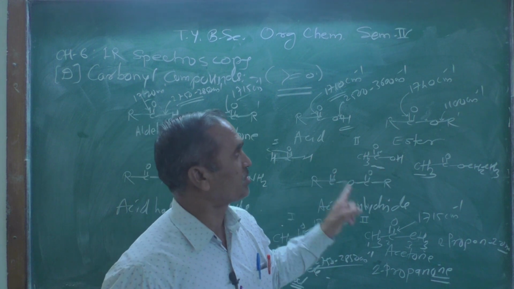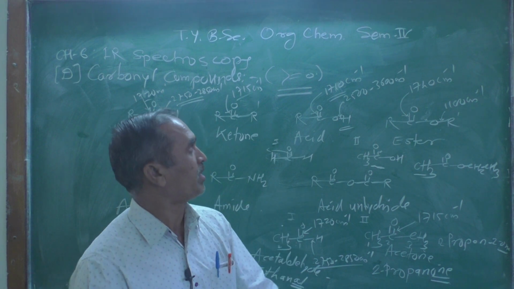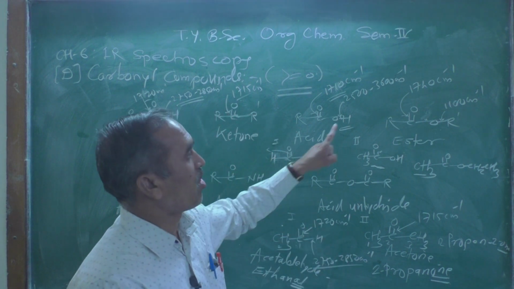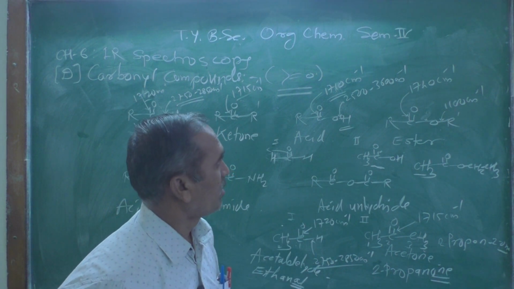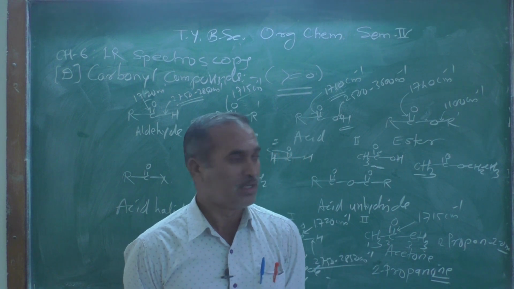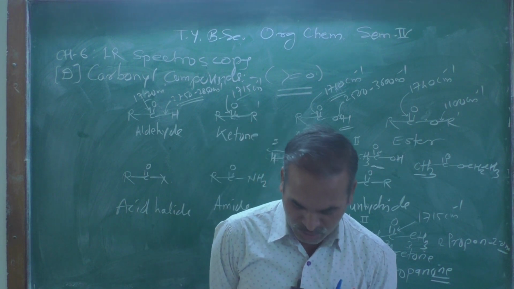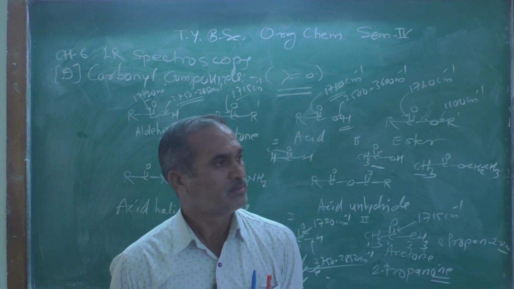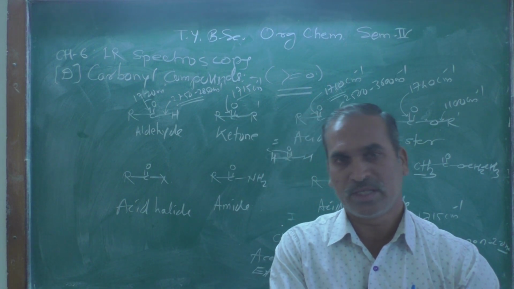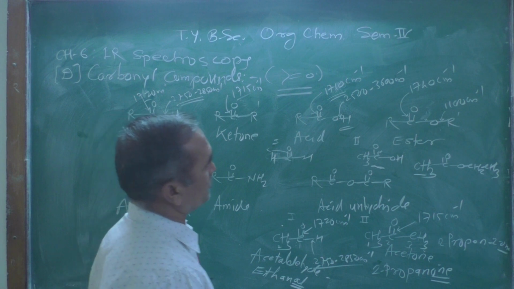But here, if the ester group is present, the carbonyl frequency appears around 1740 per centimeter. So that is what we can call an indication of the ester group being present here. In addition to that, one new band, a new signal, appears around 1100 per centimeter. That is due to the C-O stretching frequency. So in this way we can distinguish acid from ester. So in this way we have discussed these compounds.